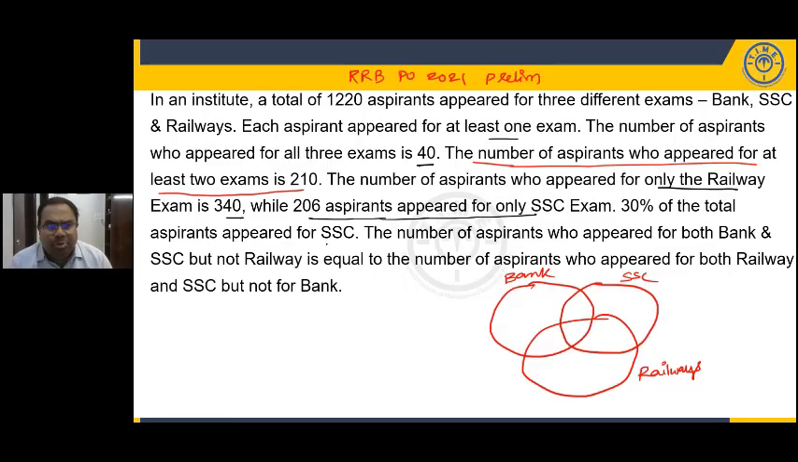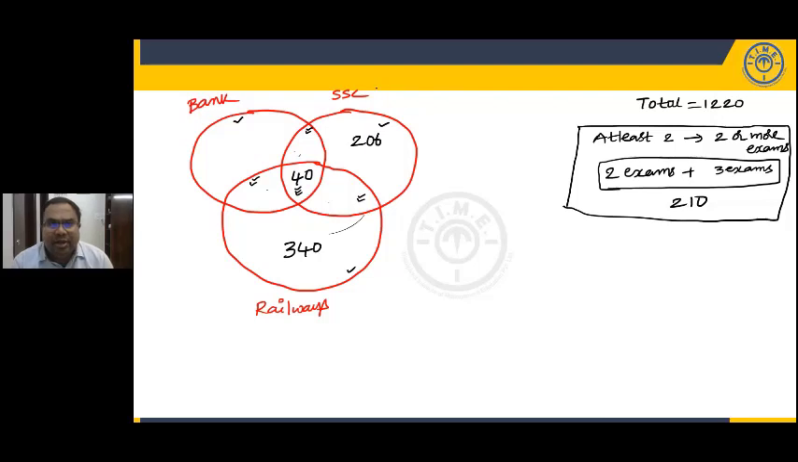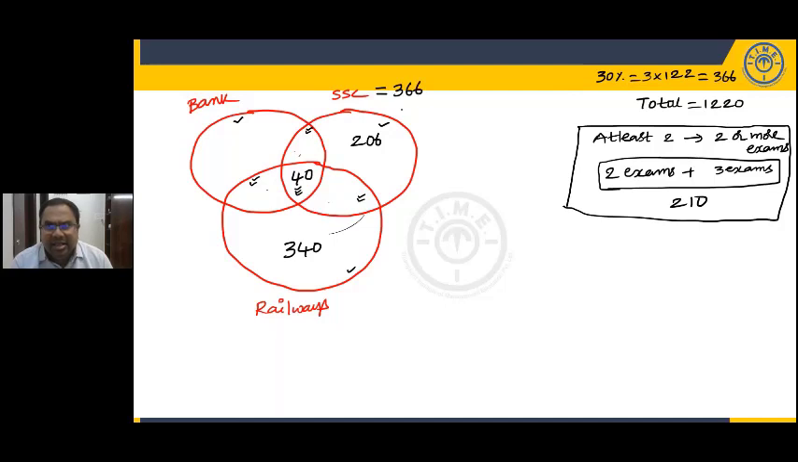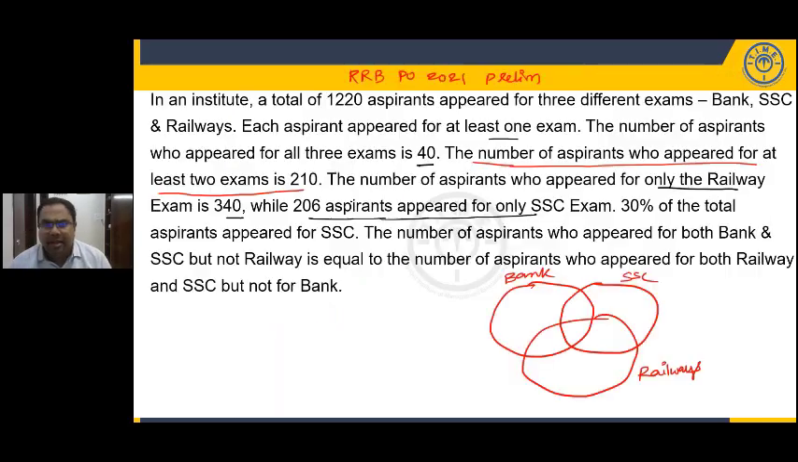30% of the total number of aspirants appeared for SSC. So SSC total is 30% of total. So 10% is 122, 30% is 3 into 122, that is 366. So 366 applied for the SSC exam. 366 is the sum of these 4 regions together. Okay.